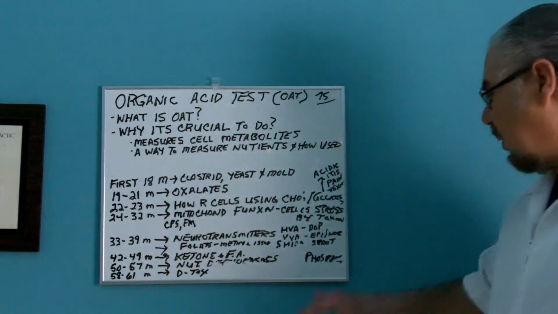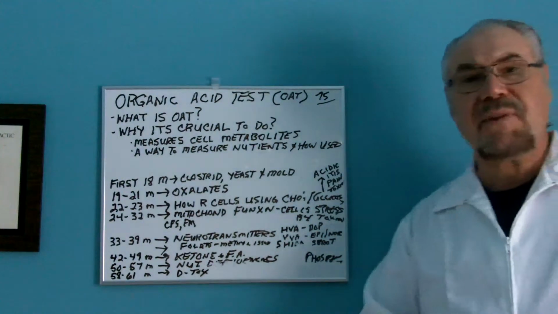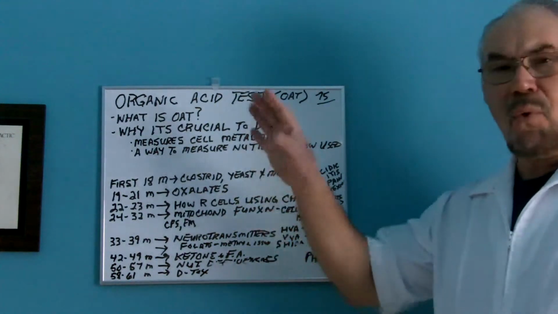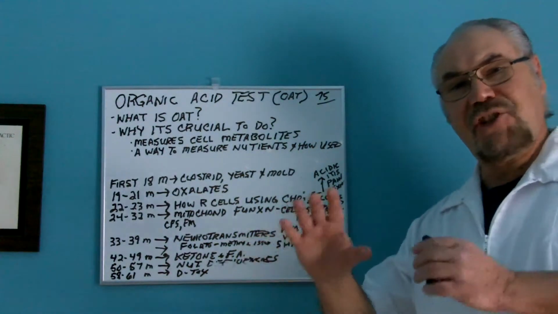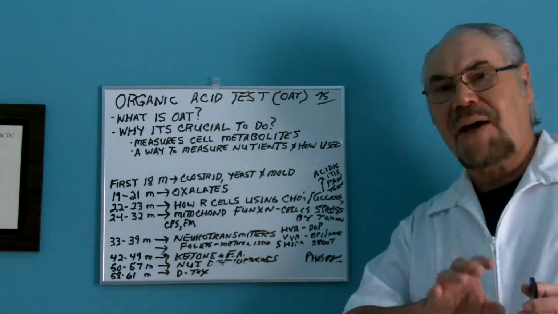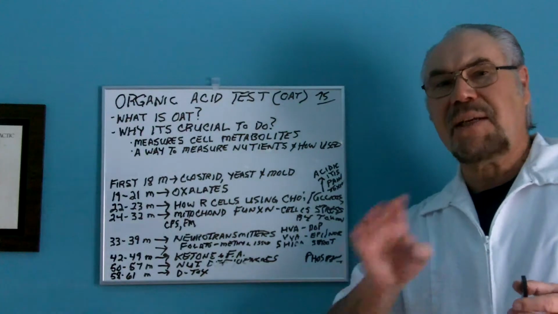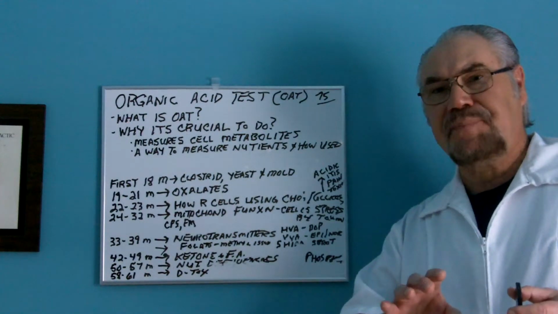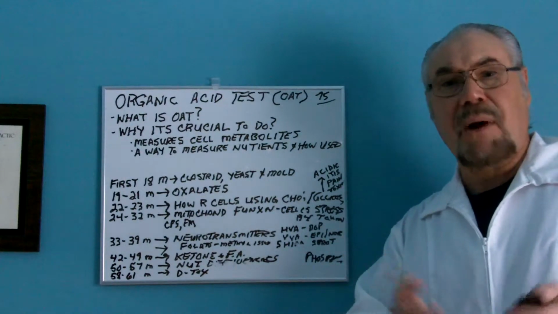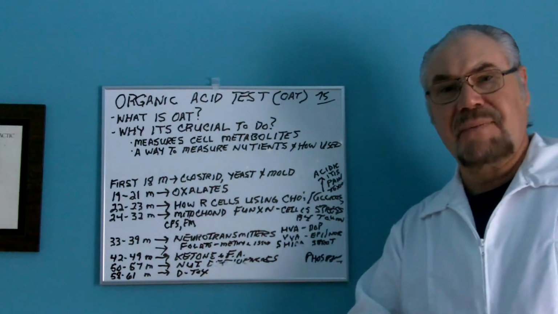All right, and the last marker is phosphoric, which tells me if you have a vitamin D deficiency. Now, there's way more to it than this, but this is a general idea of what we're trying to do. We're trying to find little things in your metabolism that are causing problems, and we want to fix it.